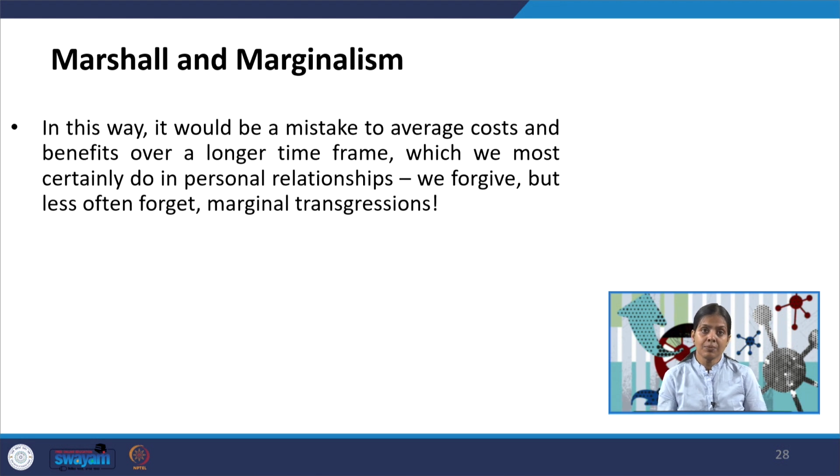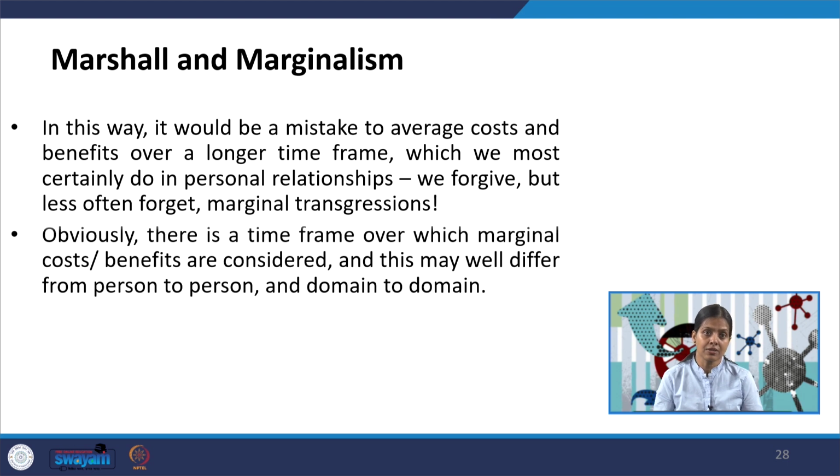In this way, it would be a mistake to average costs and benefits over a longer time frame, which we most certainly do in personal relationships. We forgive, but less often forget marginal transgressions. Obviously, there is a time frame over which marginal costs or benefits are considered, and this may well differ from person to person and domain to domain.